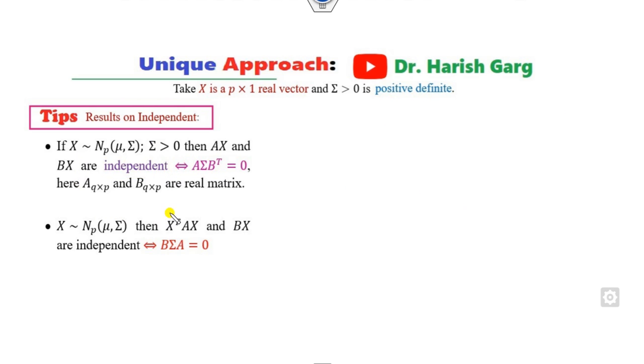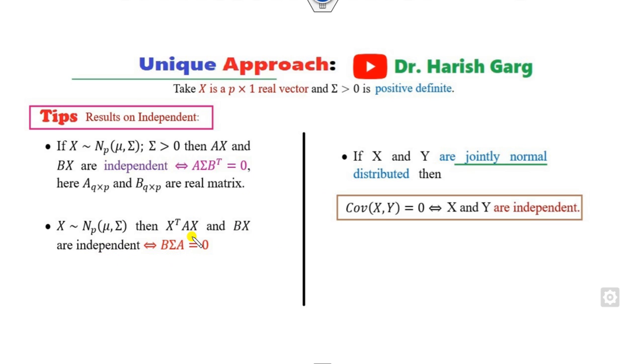If you have the multivariate distribution and X transpose AX, that is nothing but a quadratic form. So now clearly X has mean mu, so this follows the non-central chi-square distribution. And BX is a linear combination, a linear form, then they are independent if B sigma A is 0. This is a very important result.